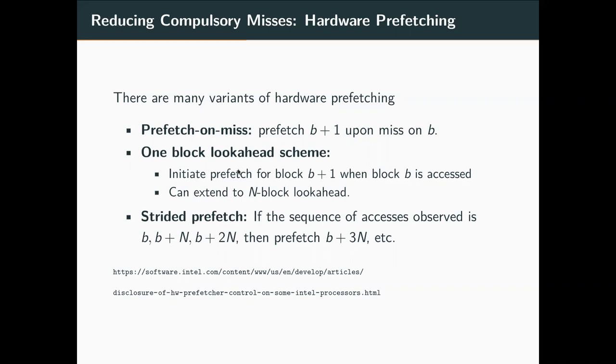is a strided prefetch. So this is basically saying that if we observe some memory access pattern that goes along the lines of B, then B plus N, and then B plus two N, so we're skipping every N over to every N block, the prefetcher will fetch B plus three N. So it'll fetch the next one in that sequence.